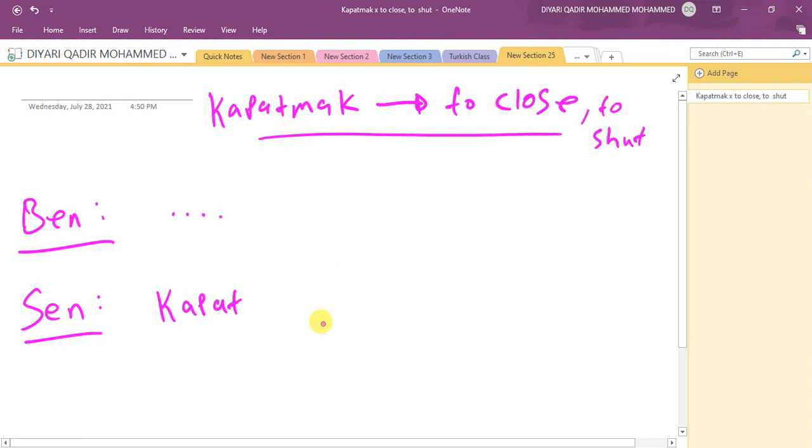Kapat, git, oku, gel, all these words. For example, kapat means close. It means you are ordering somebody to close, which is sen. Sen is you, but singular. Ben is I.